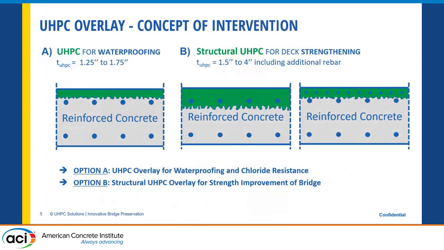What type of overlays are out there? So basically there's one of them, which is very typical. It's the first one on the left, which is using it for waterproofing. Generally what you do is you remove 1.25 inches, 1.75 inches of the existing concrete, and then put the overlay on top, and really give you an extended lifetime of that structure.